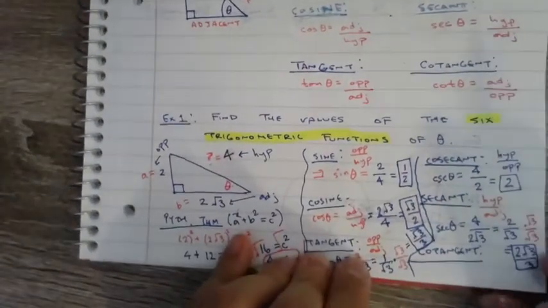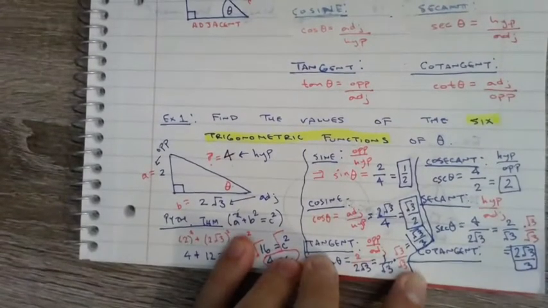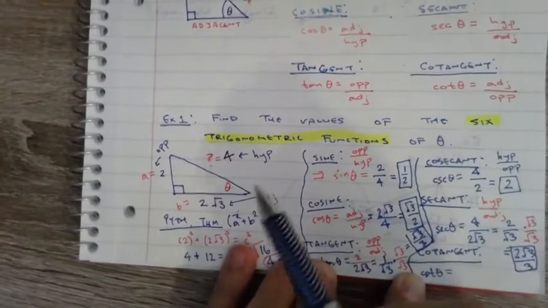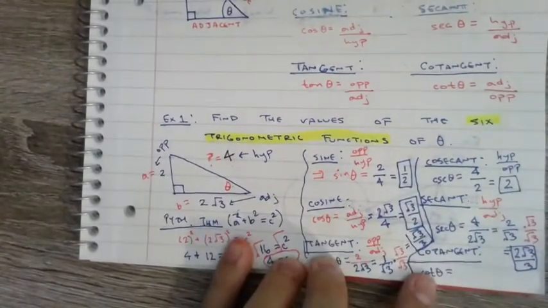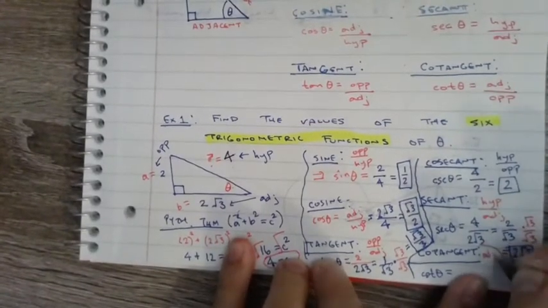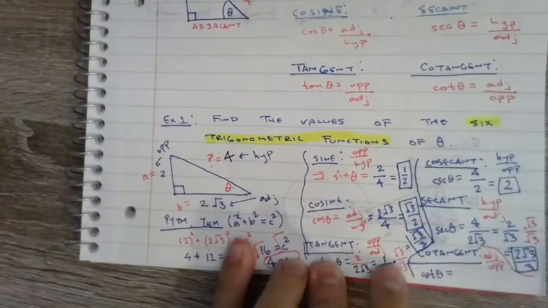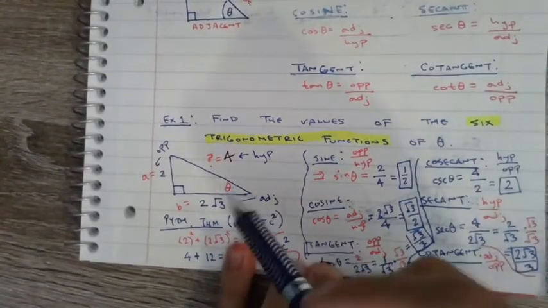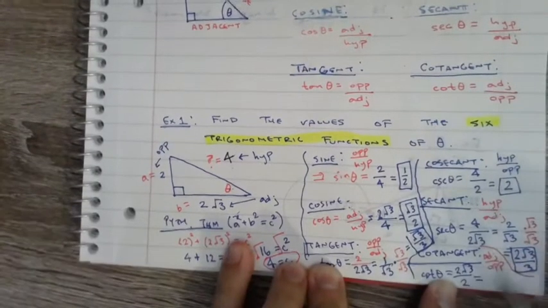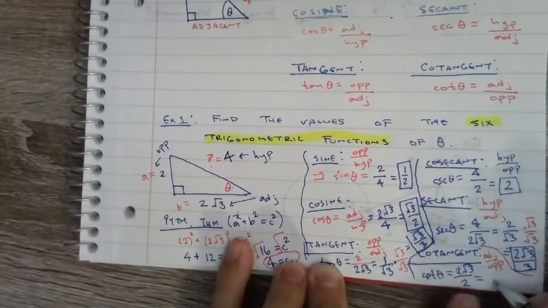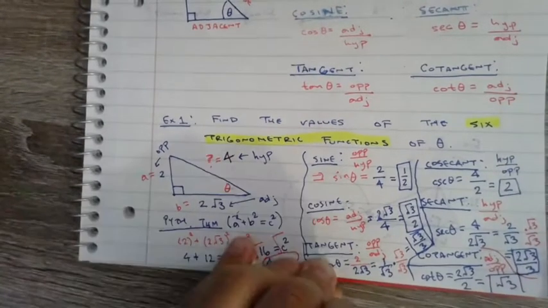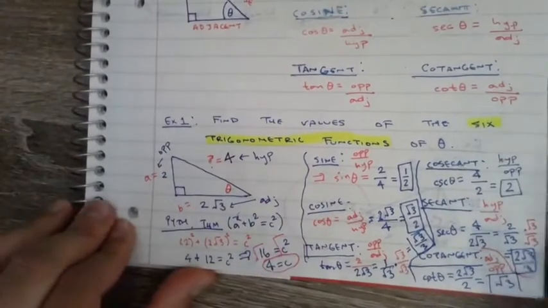Last but not least, let's look at our cotangent. Cotangent of theta is adjacent over opposite. So I'll write this down right here: adjacent over opposite, which means it's 2 square root of 3 all over 2, and the 2 divided by 2 is going to cancel out, so your answer is square root of 3. And there you go. That's the answer that you want to see.